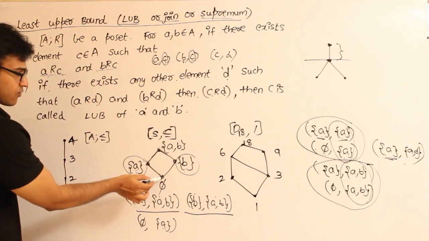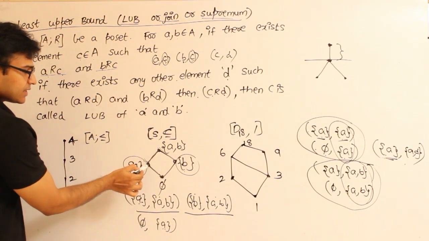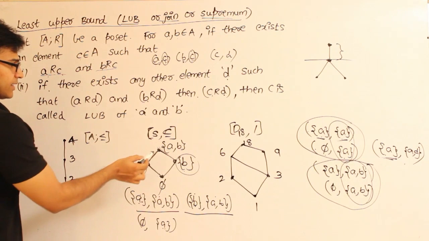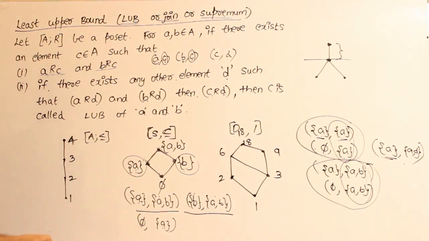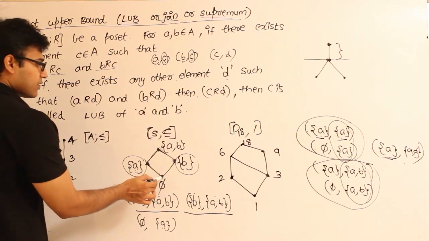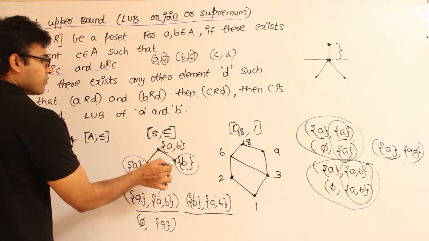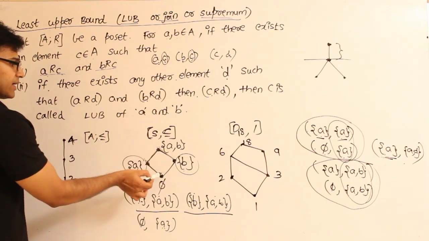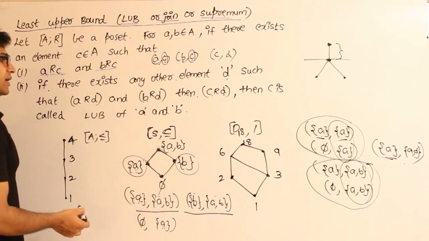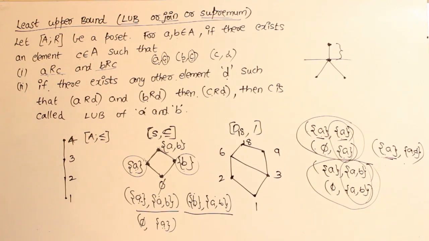Therefore, when I take phi and A, A is the least upper bound to both of them. Yes, AB is also an upper bound, but the least upper bound is A. Similarly, if you take phi and B, then the least upper bound is going to be B. What about phi and AB? The least upper bound is going to be AB. Got it?